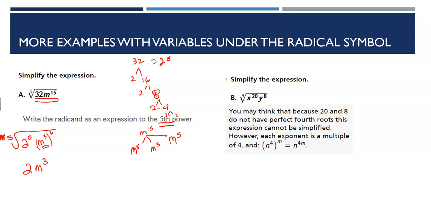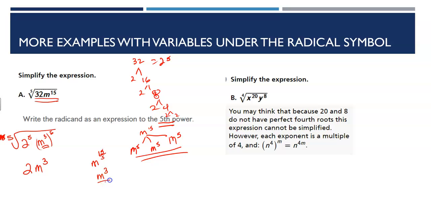Another thing you can do, this might seem a little more complicated, but if I just take m to the 15th and I go, okay, the 5th root is the same thing as that, then I could just do 15 divided by 5 would give me m to the 3rd.